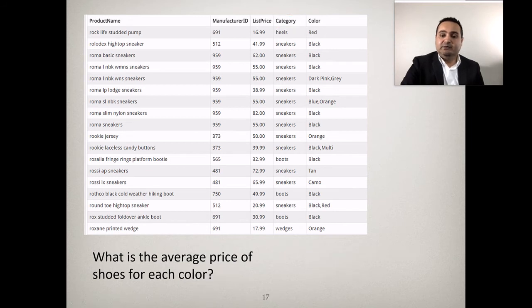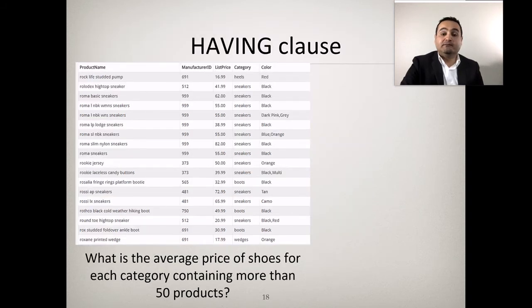So this is exactly what we get. And then what is the average price of shoes for each color? The same thing. So we select the color, comma, and then average price from product, group by color. Very straightforward. So now there is the having clause.